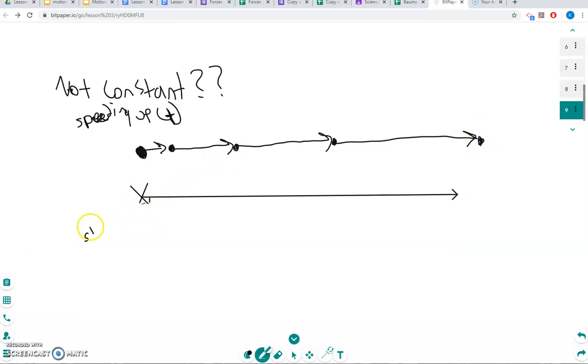And then down here I'll show you slowing down. So slowing down, you'd start fast, and your arrows are going to get smaller. Isn't that something? Okay, that's the whole story.